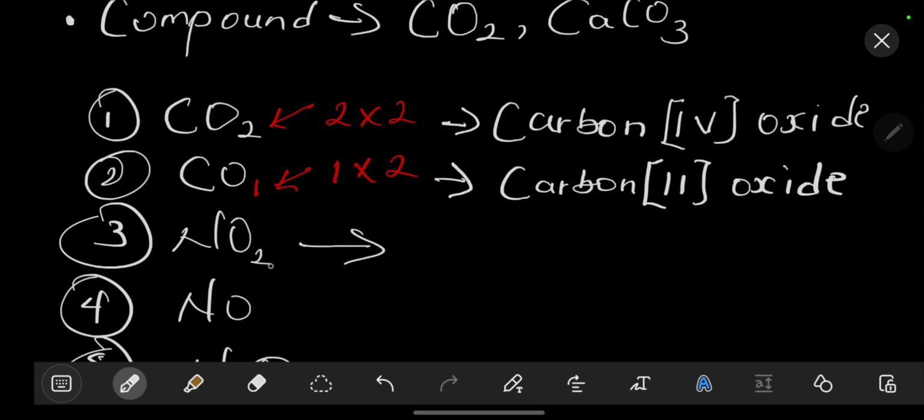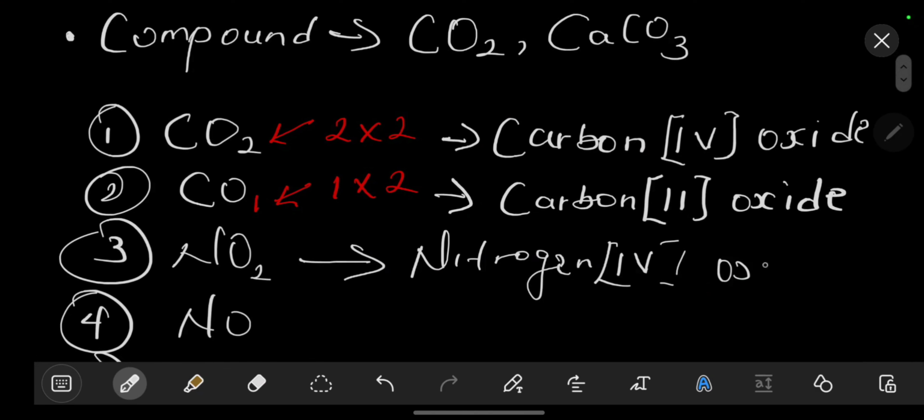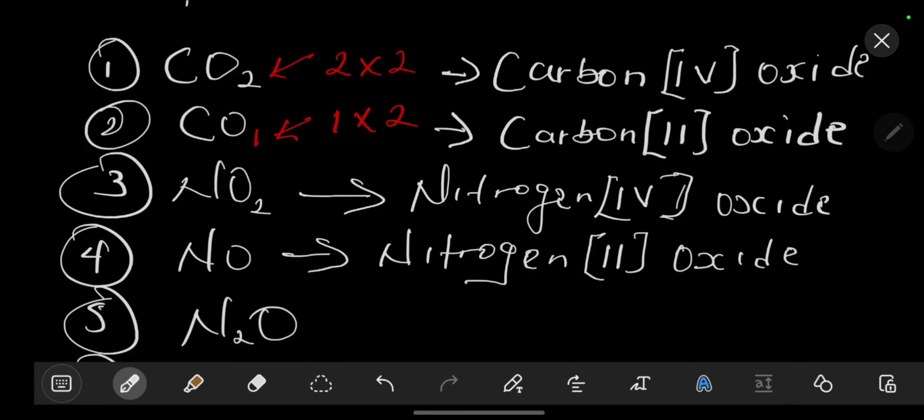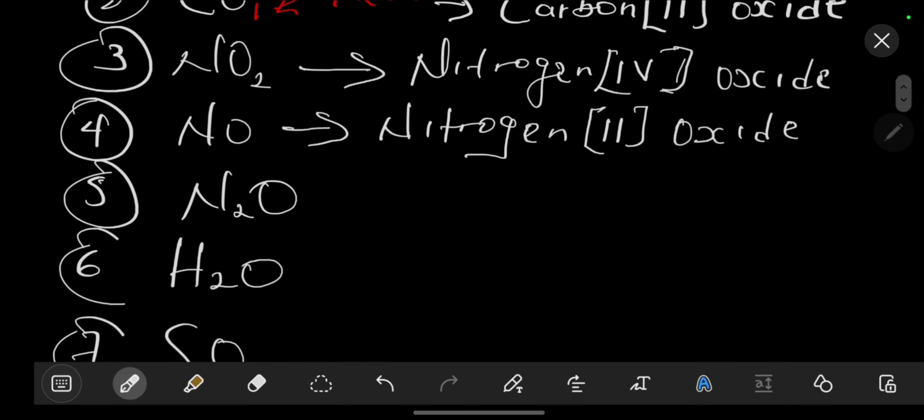So how can we name this? You see, we have a 2 here, like we're going to do 2 times 2, that gives us 4. This becomes nitrogen 4 oxide. Nitrogen 4 oxide. See that now. Then this becomes nitrogen. I believe you can guess that now. 2 oxide. Alright. Then for number 5 and 6, the dynamics is slightly different.